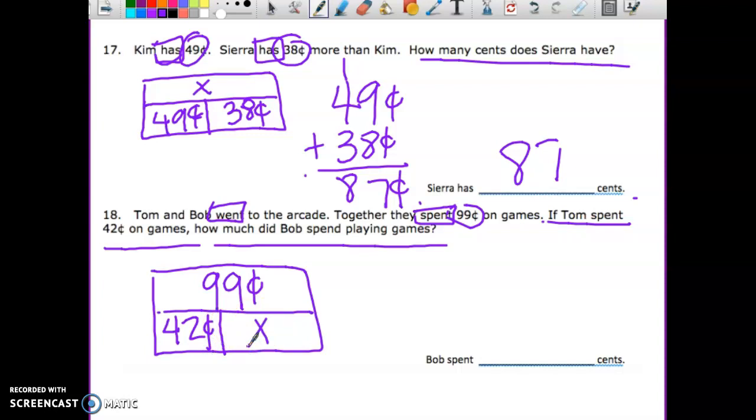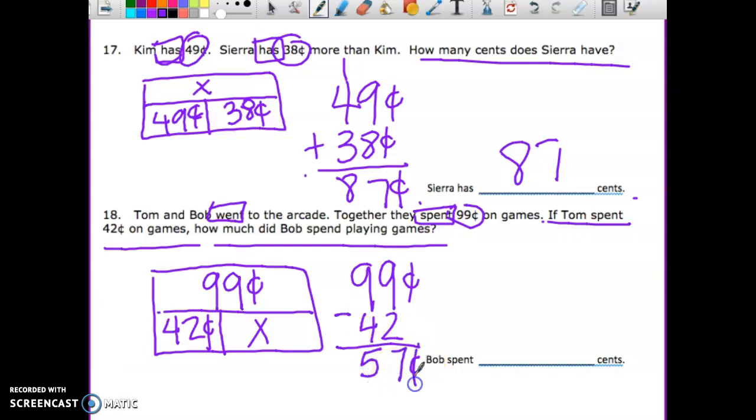Well, looking at it like a fact family, 42 plus x would equal 99, which means 99 minus 42 should equal my x. So 99 cents minus the 42 cents that Tom spent. 9 minus 2 equals 7. 9 minus 4 equals 5. So the answer should be 57 cents.